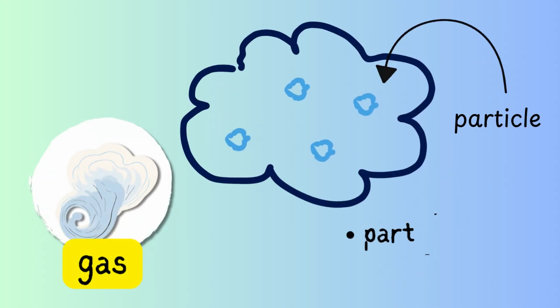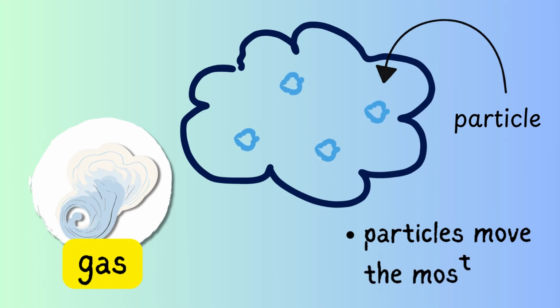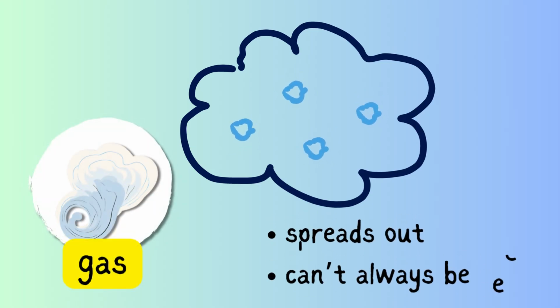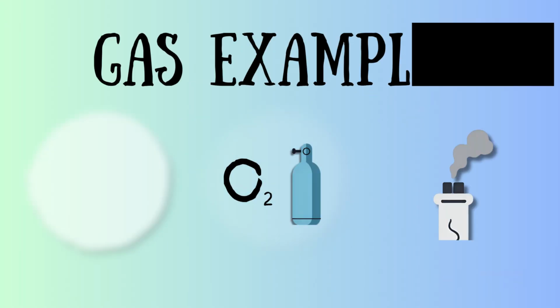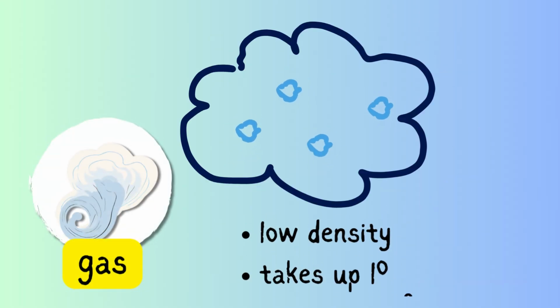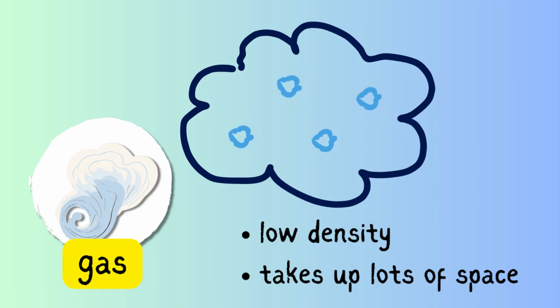Now, let's learn about the next state, the one where the particles move the most. That is gas. A gas spreads out and moves very fast. You can't always see it, but it's everywhere. For example, the air, oxygen, or even steam. Gases have low density. They are light and take up lots of space.